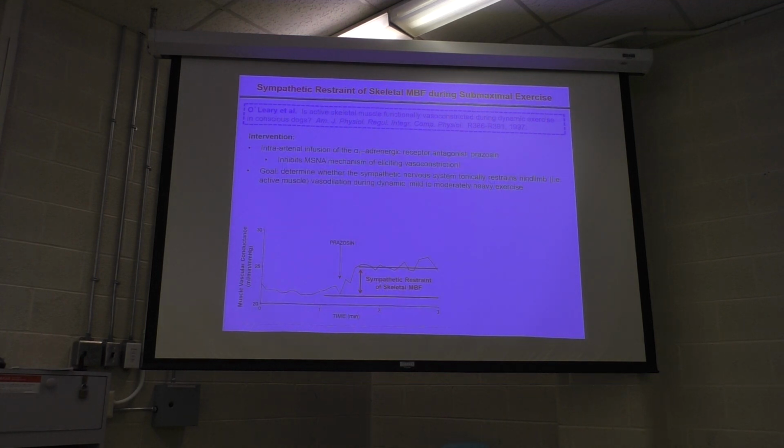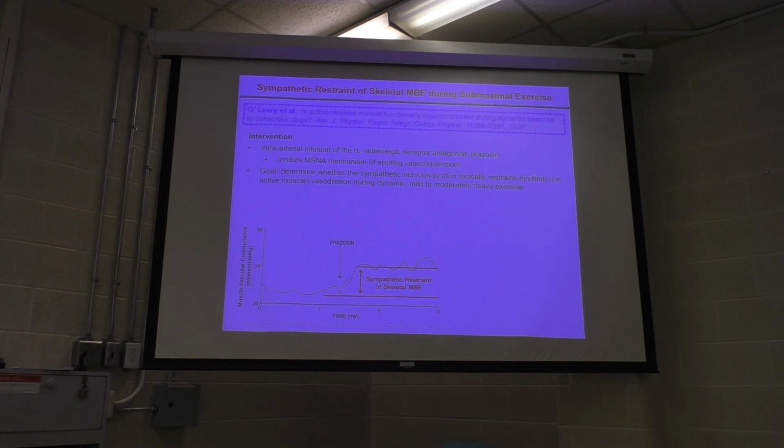Then in these same dogs, they did an intra-arterial infusion of an alpha-1 antagonist. So remember, sympathetic, what binds to alpha-1 receptors? What neurotransmitter? There's a few possible correct answers. Well, 2 possible correct. What do they release? NE. Yes, perfect. Norepinephrine.